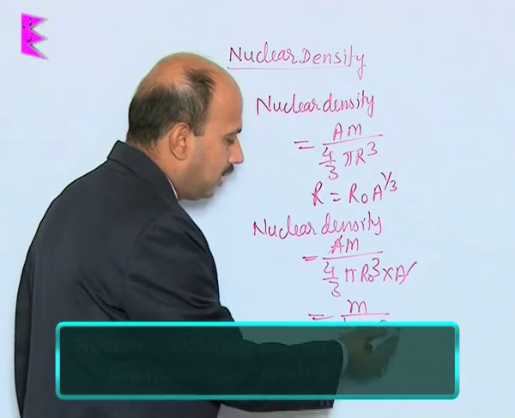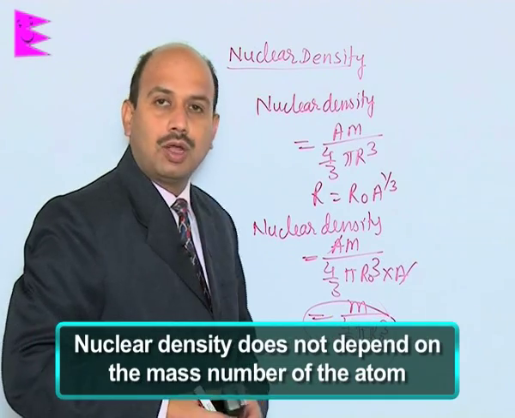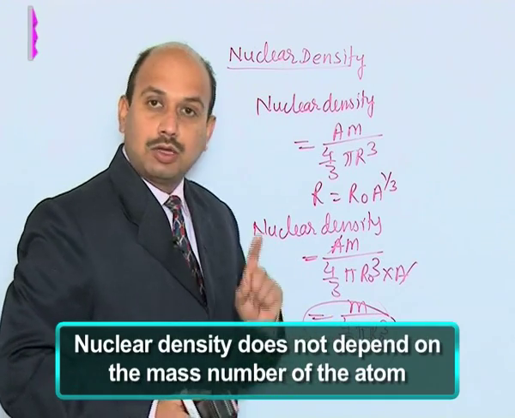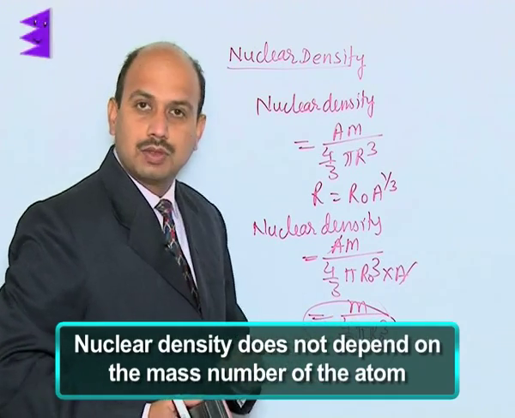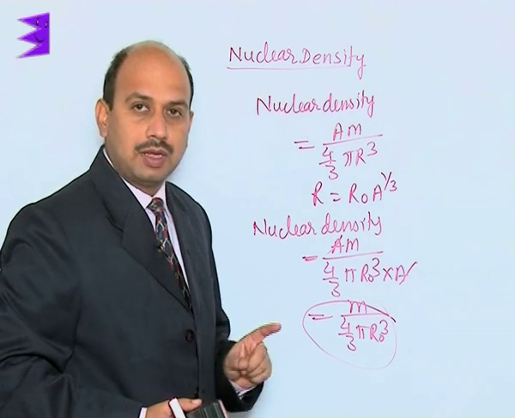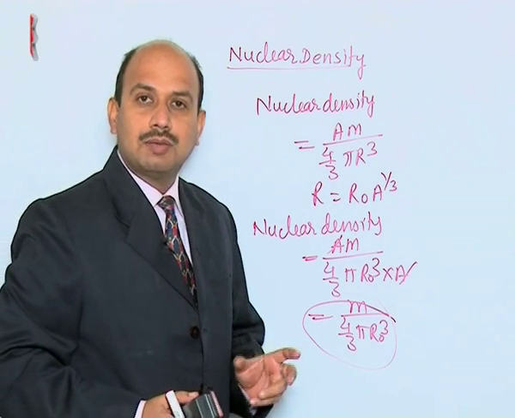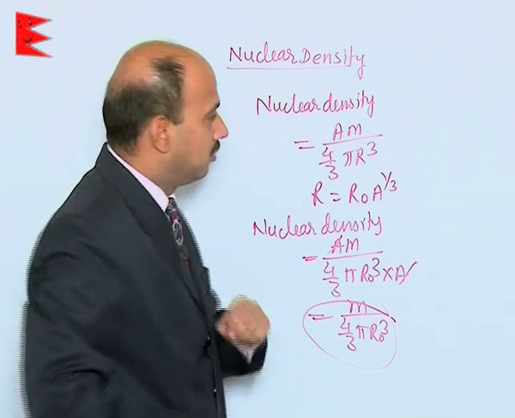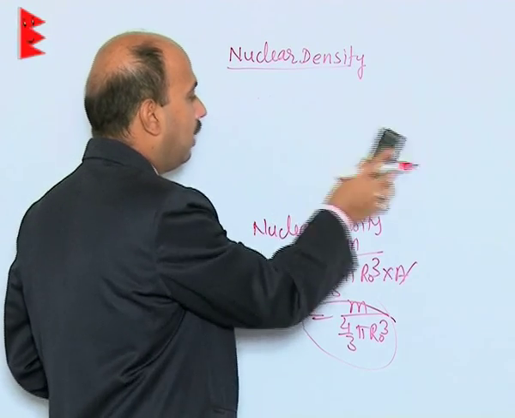Now see, a very important step is here: the nuclear density does not depend on the mass number of the atom. It is independent of the mass number of the atom. It means approximately all nuclei have the same nuclear density. So we can also calculate this.